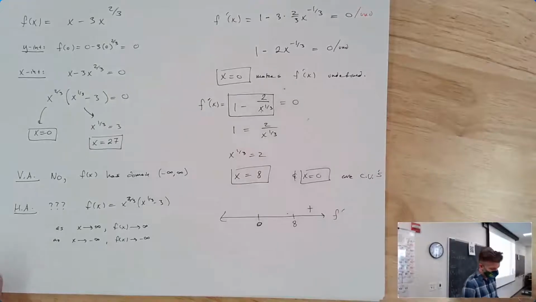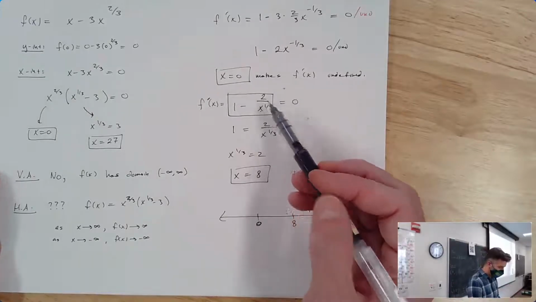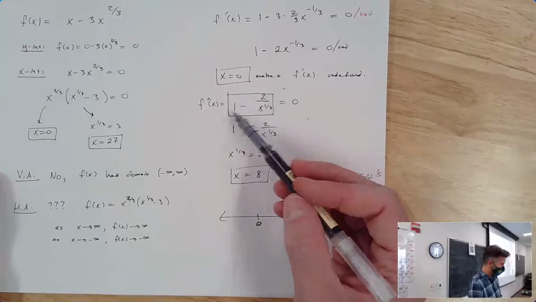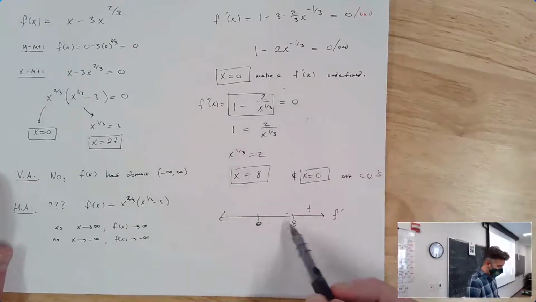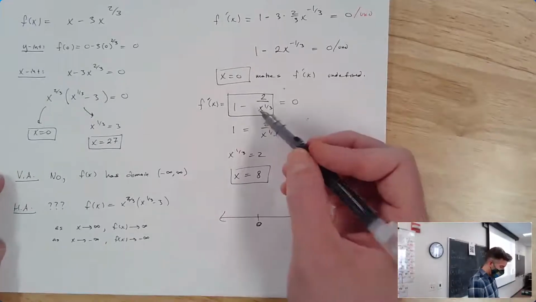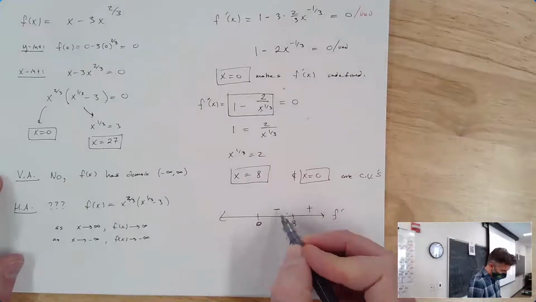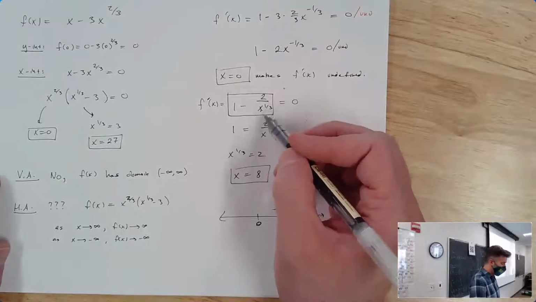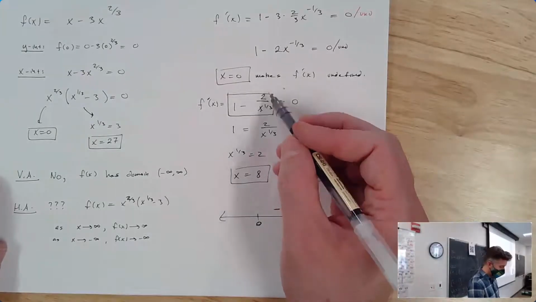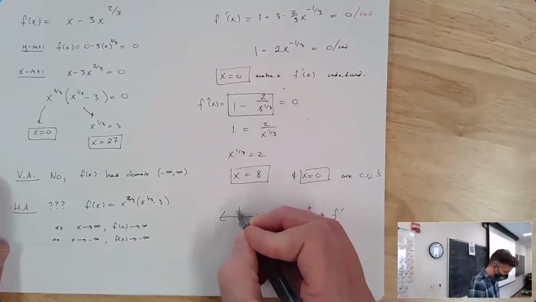Now, really, if you said 9 that's okay. You have to realize that the cube root of 9 is bigger than 2, and so 2 over that is smaller than 1, and 1 minus that is going to be positive. An easy number between 0 and 8 is 1. 2 over 1 is 2, and 1 minus 2 is negative. And then a number less than 0, like -1. -1 to the 1/3 power is still -1. So 2 over -1 is -2, and 1 minus -2 is going to be +3, or positive.